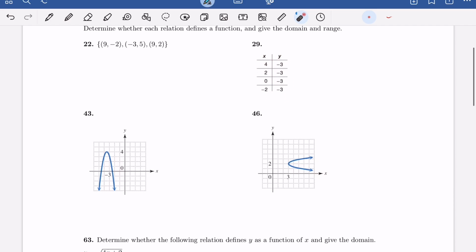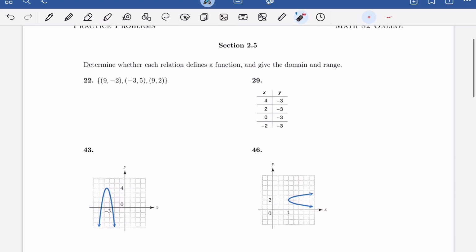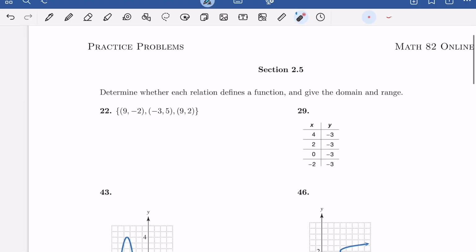And similarly, these two graphs here also represent relations. Every single point on each of these lines is going to be an ordered pair. Okay, so all four of these guys are relations, but we need to figure out if they are also a function. Now, remember the definition of a function is that each input value has only one output value. So each x corresponds to only one y. So let's look at this first relation here.